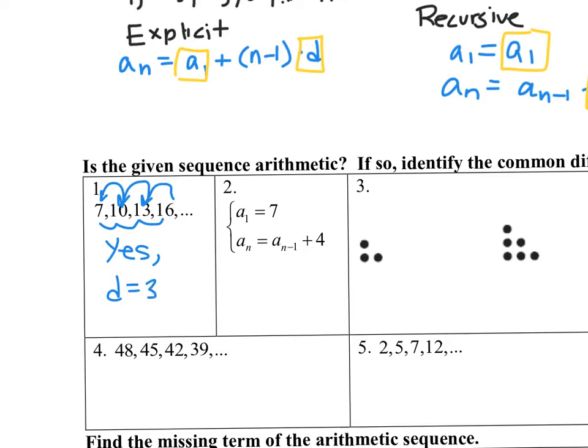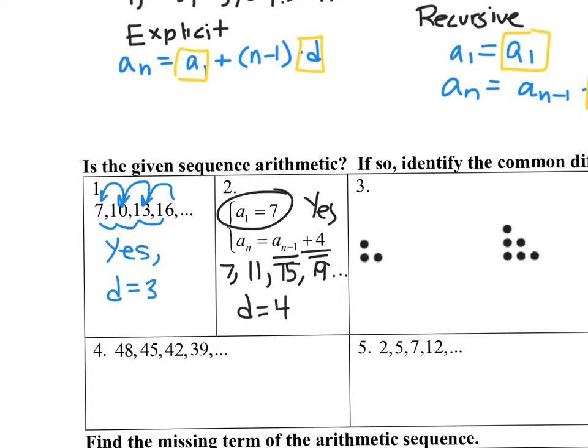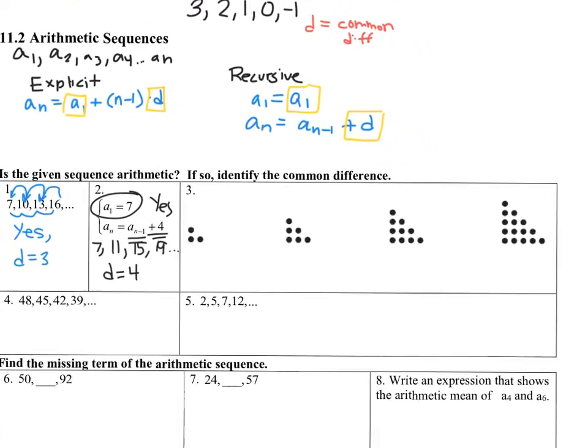So number 2, in order to figure out if this is arithmetic, I'm going to write down the sequence. So the first term is 7. To get the nth term, you take the previous term and then add 4. So it's going to be 11. So 11 plus 4 is 15. 15 plus 4 is 19. So yes, there's a common difference of 4. You can see it right here too. So yes, it's arithmetic.